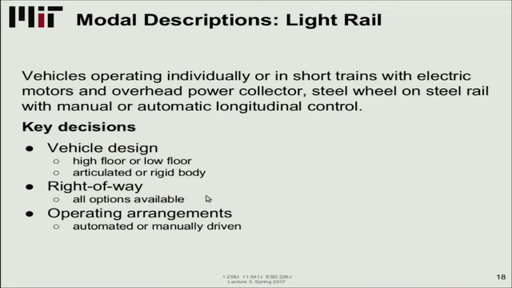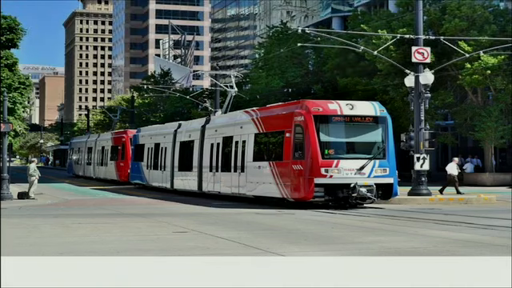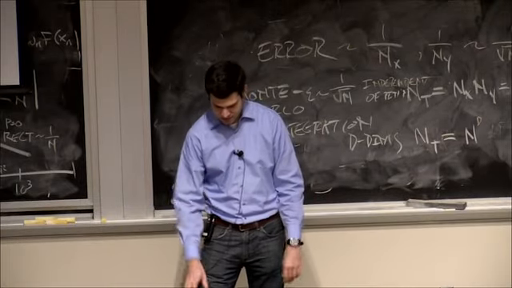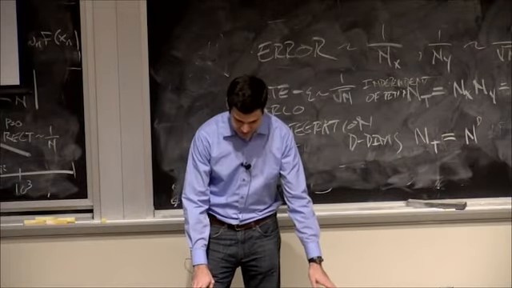Right of way, you have an option just for bus. And you also have fully automated to manually driven or things in between. And here are some examples. We have, this is in Utah, the TRAX. And this one goes through, I believe this is an intersection where cars can cross. So it's sharing some aspects of its right of way.